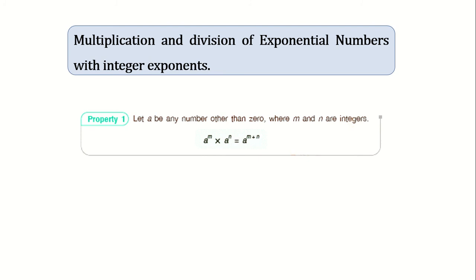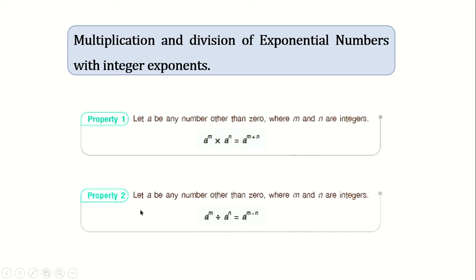Today we will look at multiplication and division of exponential numbers with integer exponents. Remember, we have looked at property 1 of exponents already. We know that if a is not 0, and m and n are integers, a to the power of m times a to the power of n equals a to the power of m plus n.